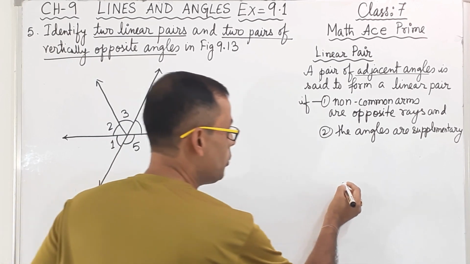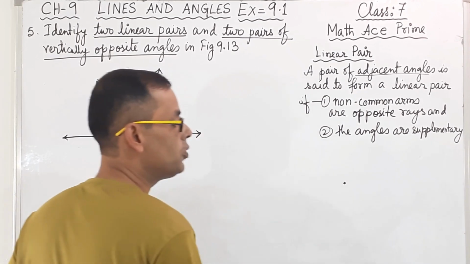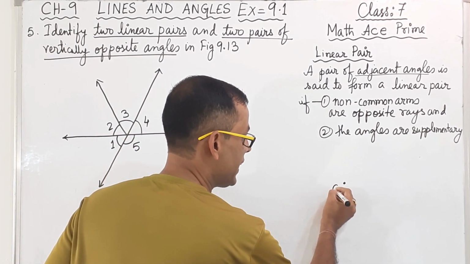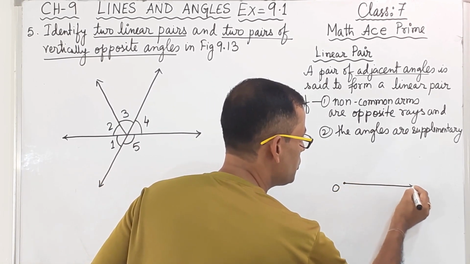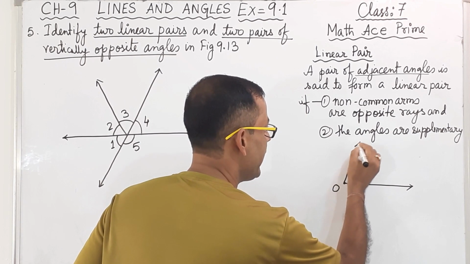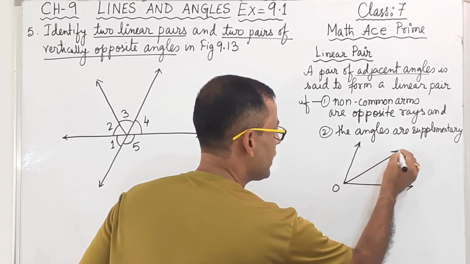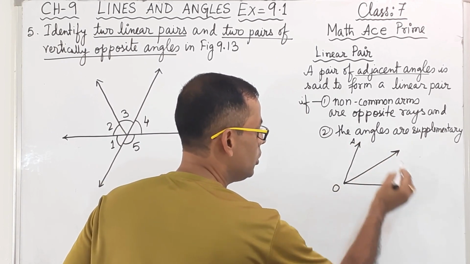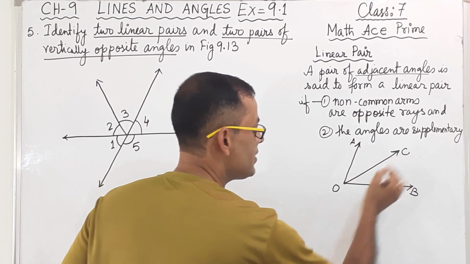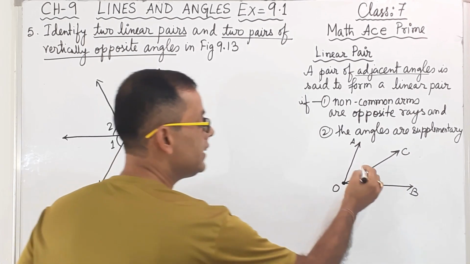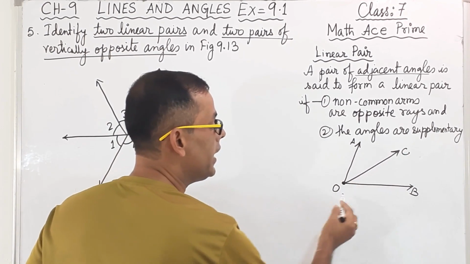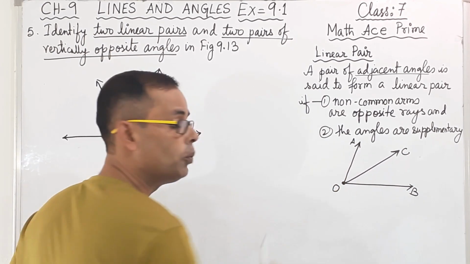It will have a common vertex. So this is the common vertex. Suppose let us take O. And then from this common vertex, rays will come out like this way. And if I write A, this one B and this one C, then we have the common vertex, and this is the common arm, and these are the non-common arms.